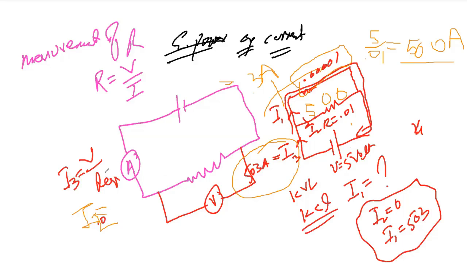So the exception is that if the path is 0 ohms, then there is an exception. When the resistance is 0, all current will flow across it.